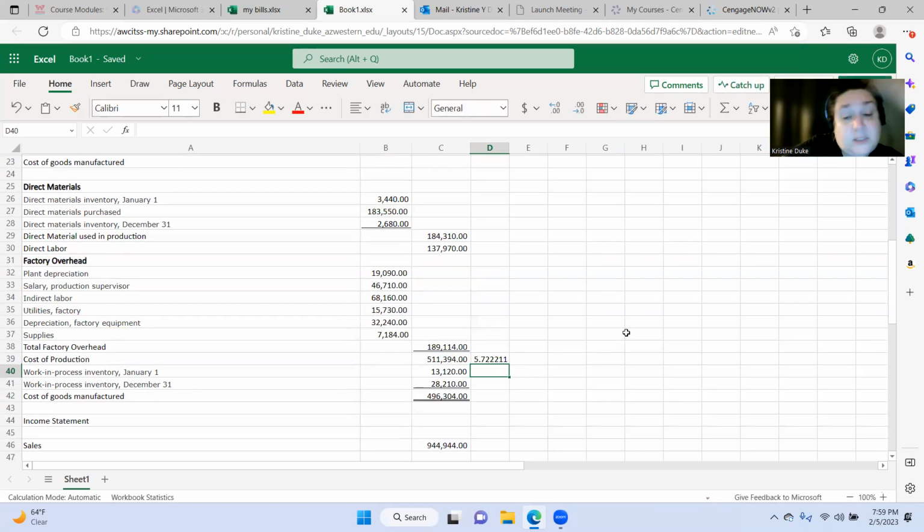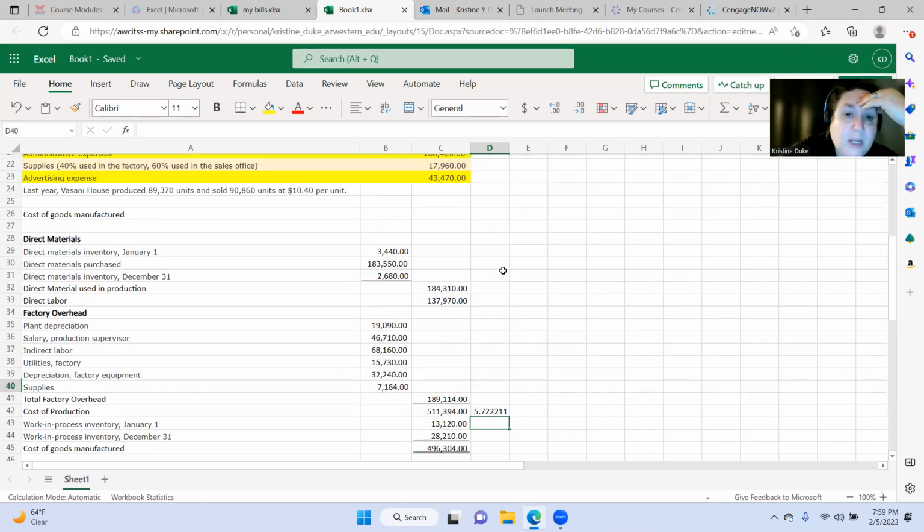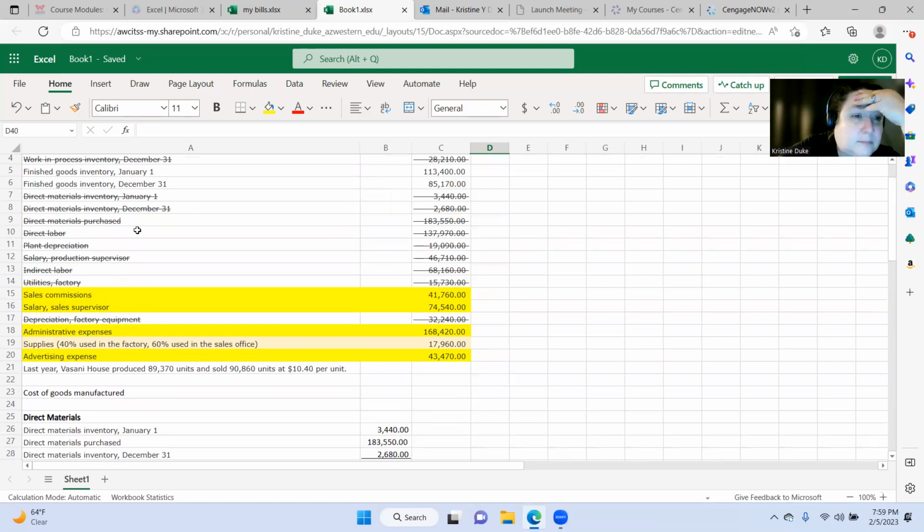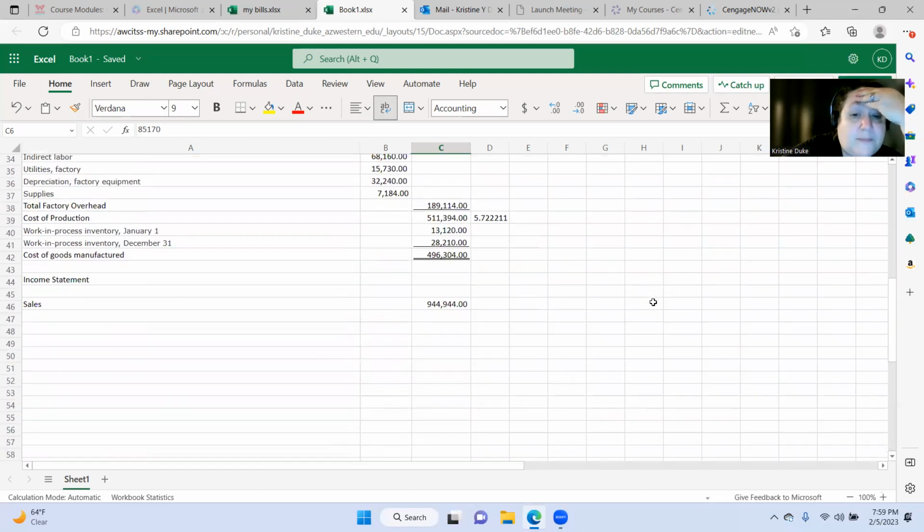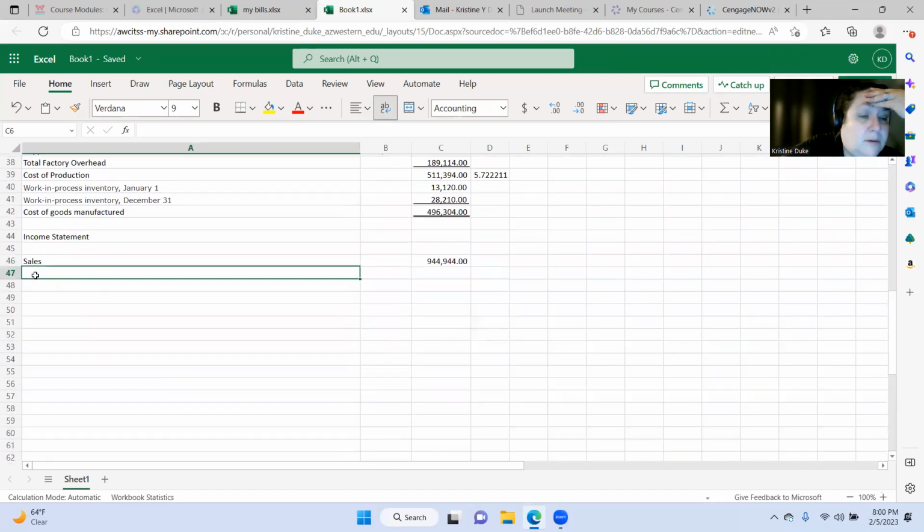Okay, so that's basically the cost per unit. Up here, in my finished goods, I still have some of that inventory sitting there. Yeah, we'll be okay. Okay, so let's do my cost of goods.